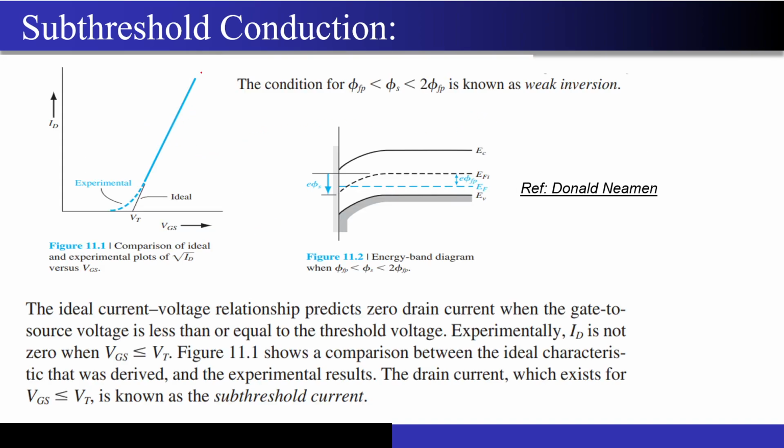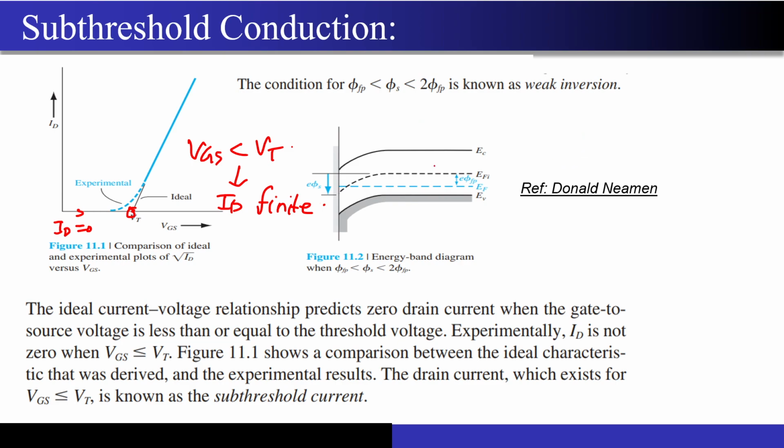Now what happens, ideally we have a curve like this for ID versus VGS. What we assume is that before VT there is no current, your ID is exactly zero. But experimentally you will find that even if you reduce VGS slightly less than VT, you will get some finite ID. Now we have to see the reason for that, why we will get some finite ID.